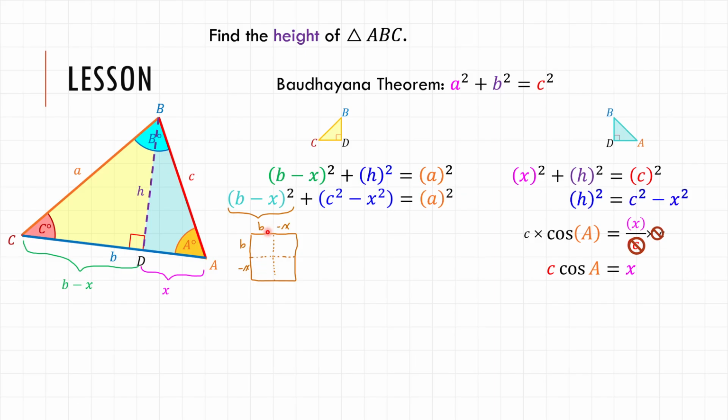So this is a length of b. This is a length of negative x. This is a length of b. This is a length of negative x. And of course, the area of this rectangle will be b minus x times b minus x, the length times the width.